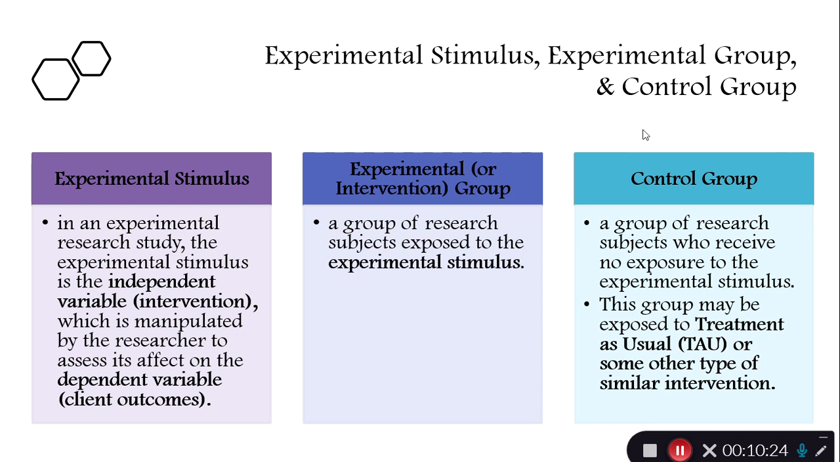The control group is a group of research subjects who receive no exposure to the experimental stimulus. And there is a caveat to this idea of no exposure, because within social work research, we don't literally mean absolutely no exposure, simply because withholding treatment from anyone would be considered unethical. So what we really mean when we say no exposure for the control group is that this group may be exposed to treatment as usual or some other similar type of treatment that is not exactly the same as the experimental stimulus.